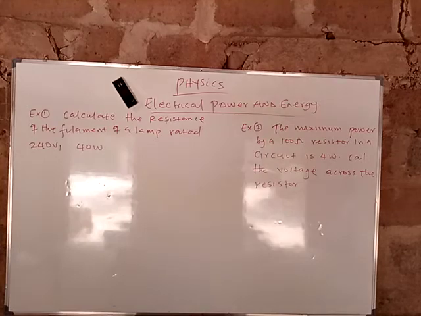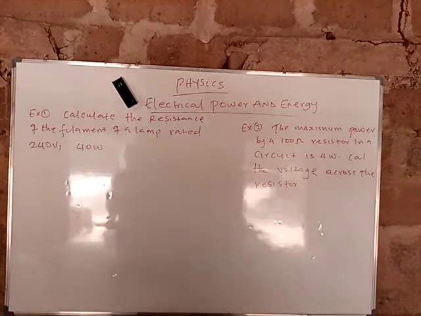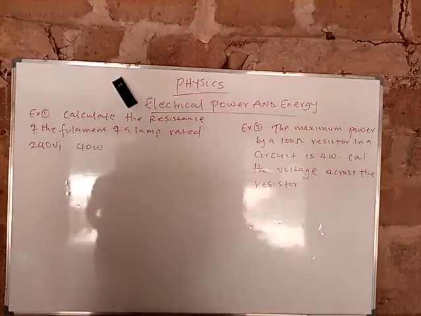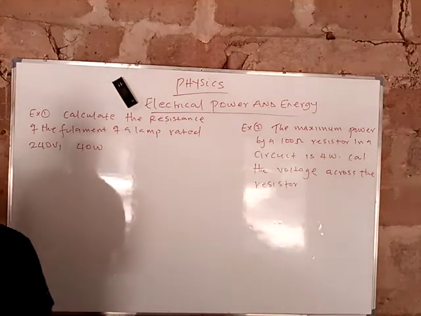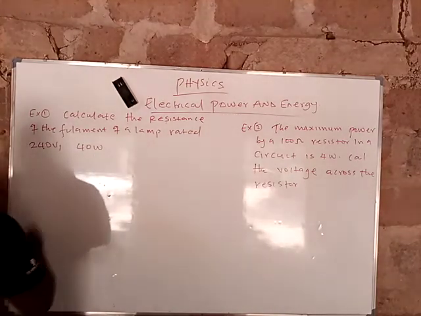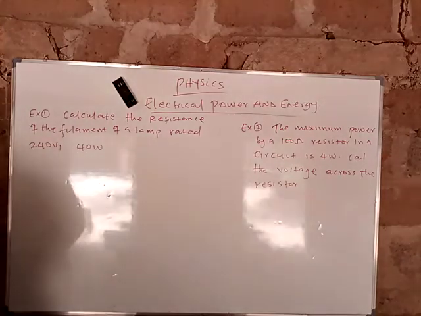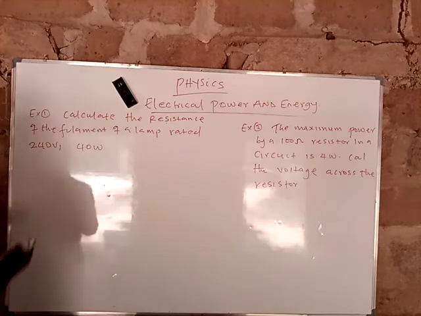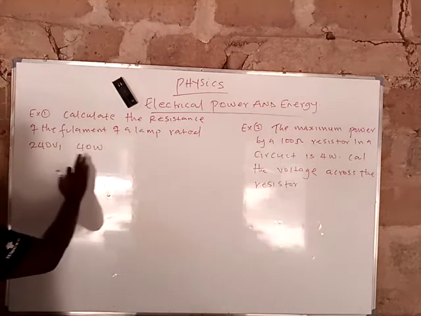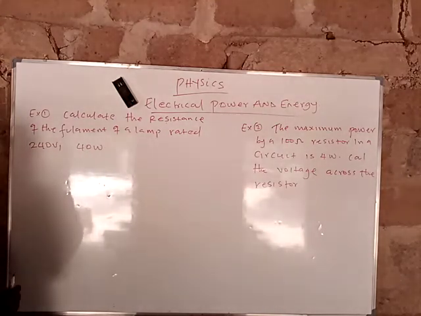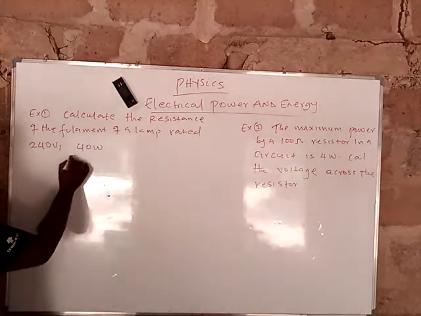Now, time for us to apply our formula to use. The first example is: calculate the resistance of a filament of a lamp rated 240 volts, 40 watts. And when you see watts as the SI unit, you already know they're talking about power. So this is our solution.